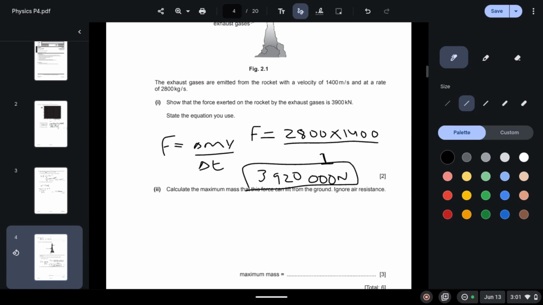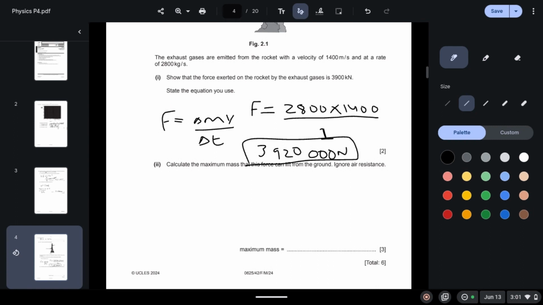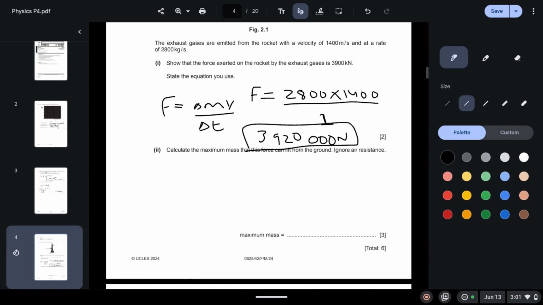Calculate the maximum mass that this force can lift from the ground. Ignore air resistance. So we have a force and we have to calculate the maximum mass that this particular force can lift from the ground. When we are lifting any object from the ground, what are we acting against? We are acting against gravity. So here we can use this formula.